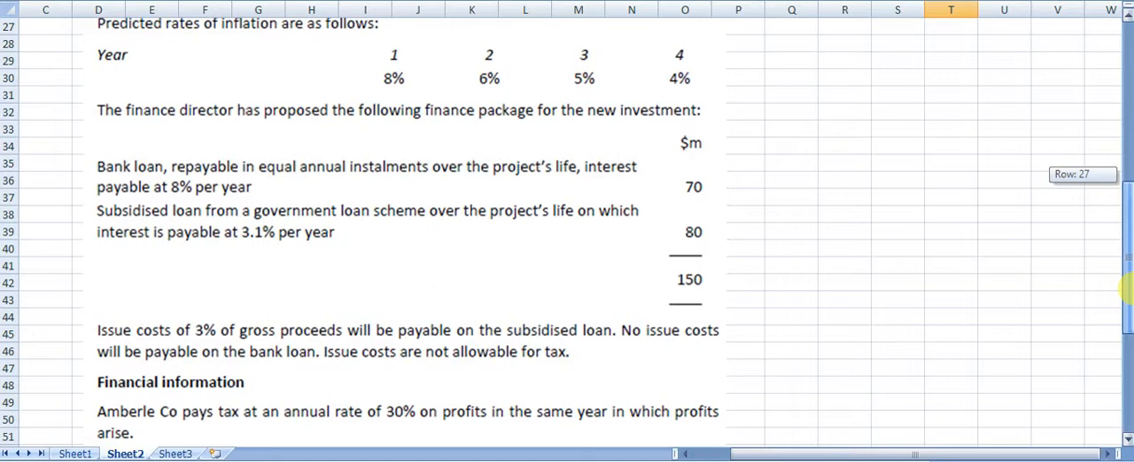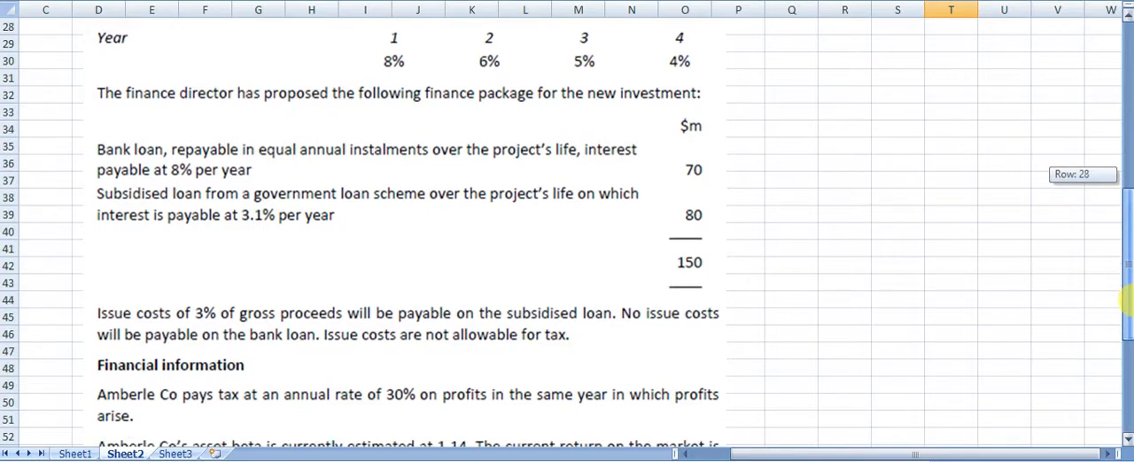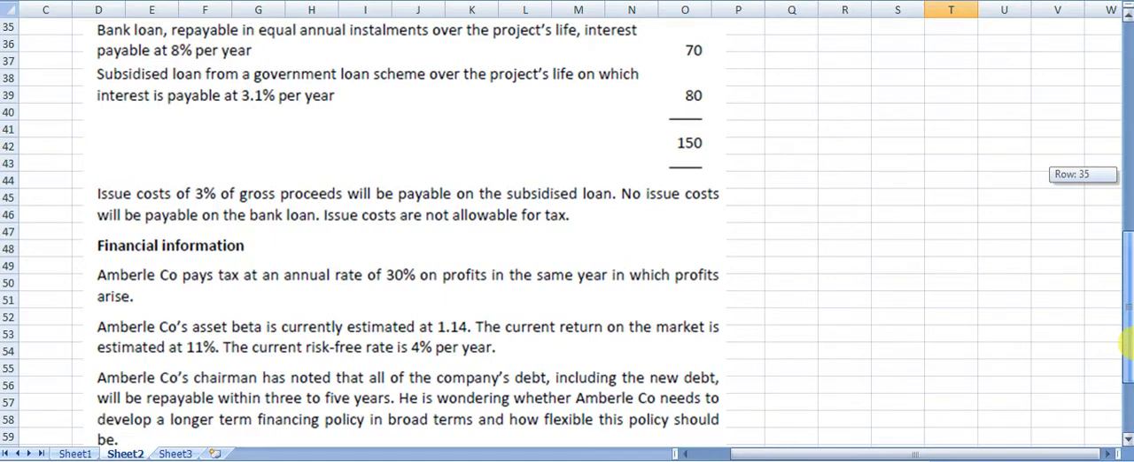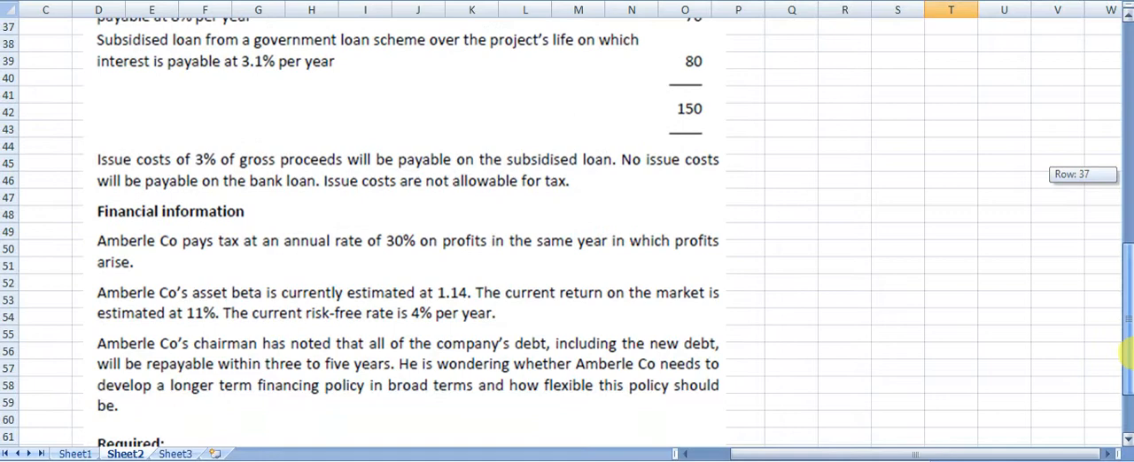Issue cost of 3% of gross proceeds will be payable on the subsidized loan. No issue cost will be payable on the bank loan. Issue costs are not allowable for tax. Financial information: tax 30%, it's paid in the same year. Asset beta 1.14.